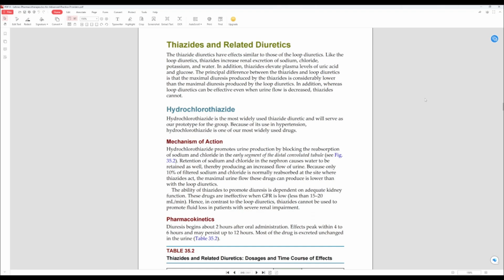Thiazides and thiazide diuretics have effects similar to those of loop diuretics. Like the loop diuretics, thiazides increase renal excretion of sodium, chloride, potassium, and water. In addition, thiazides elevate plasma levels of uric acid and glucose. The principal difference between the thiazides and the loop diuretics is that the maximal diuresis produced by the thiazides is considerably lower than the maximal diuresis produced by the loop diuretics. In addition, whereas loop diuretics can be effective even when urine flow is decreased, thiazides cannot.